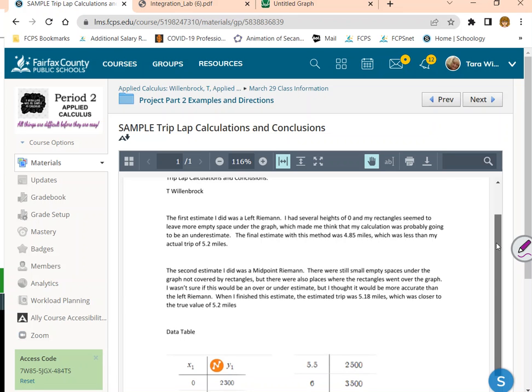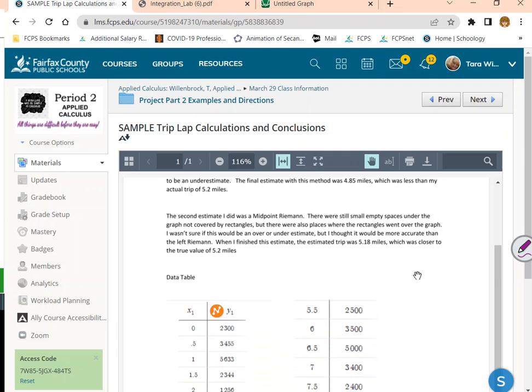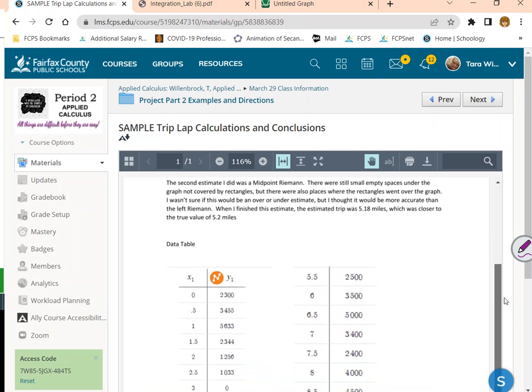The second estimate I did was a midpoint Riemann. There were still small empty spaces under the graph, not covered by rectangles, but there were also places where the rectangles went over the graph. I wasn't sure if this would be an over or underestimate, but I thought it would probably be more accurate than the left Riemann. So I was thinking when I did my midpoint, I'm like, this is probably going to be closer. Okay. And then I found out, yes, it was very close. My estimation using that was about 5.18 and my actual was 5.2.